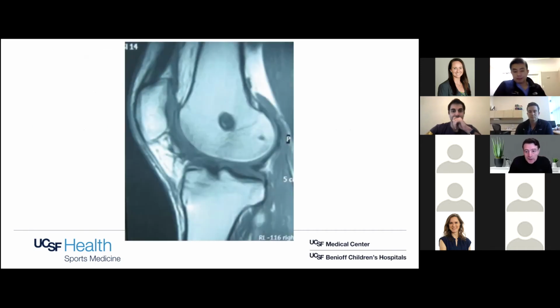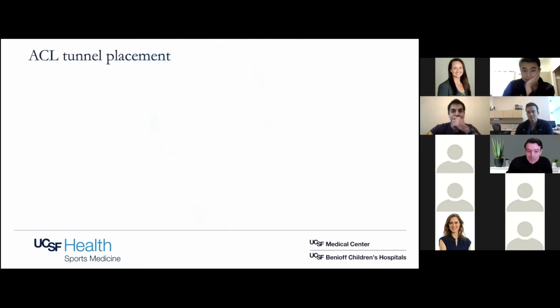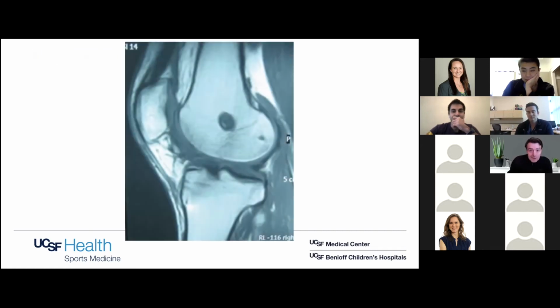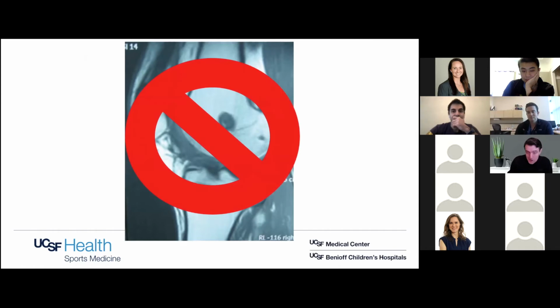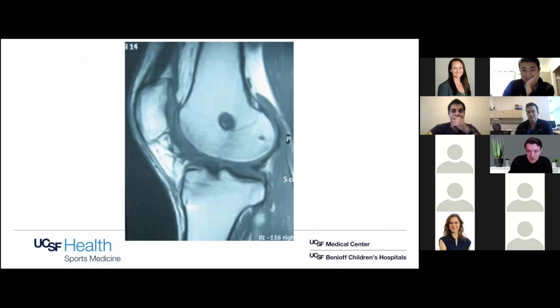All right, tunnel placement. Okay, Laura, how do you like that tunnel? Looks pretty anterior. Pretty anterior, okay. Where would you rather put it? Much more posterior. You want to be just a couple millimeters off of the posterior femur, essentially, if you're looking at drop. Yeah, so I can tell you on this one, this is one that resulted in a lawsuit. So don't put your tunnels there.